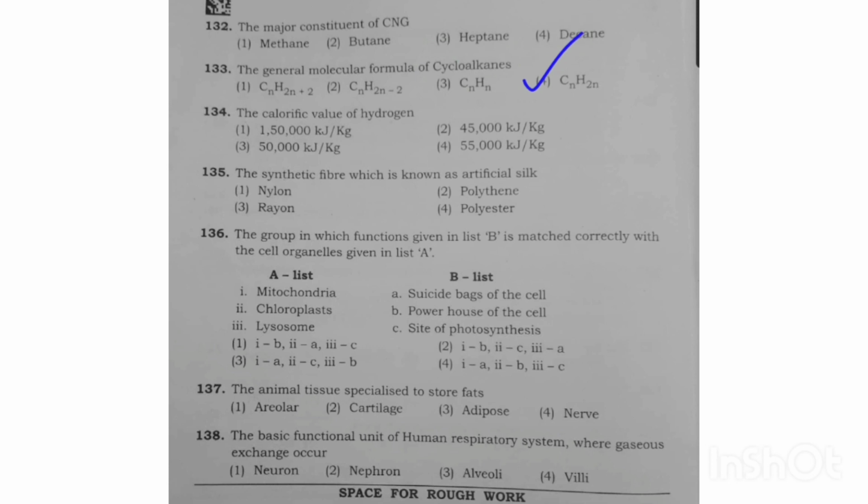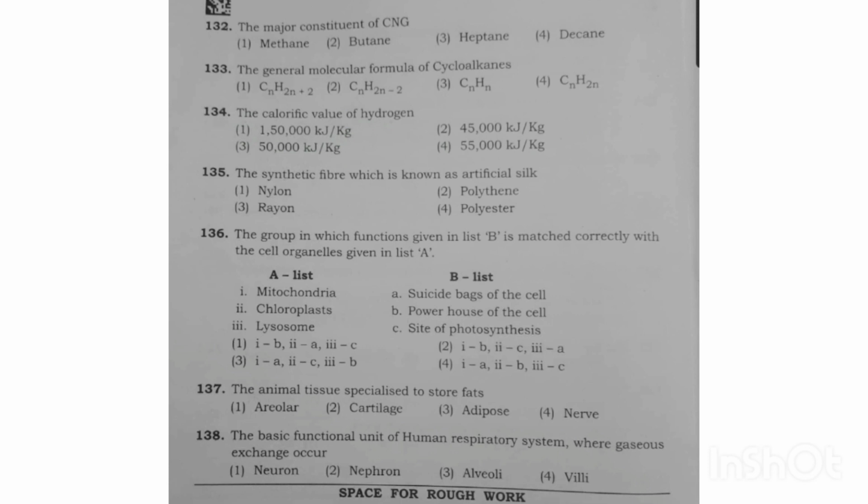Then we move on to the next one: the calorific value of hydrogen. The options are 150,000 kilojoule per kg, 45,000 kilojoule per kg, 50 kilojoule per kg, 55 kilojoule per kg. Hydrogen's calorific value is the highest one, 150,000 kilojoule per kg.